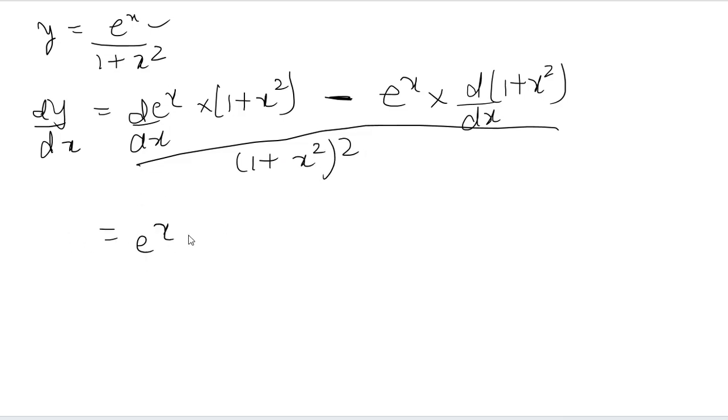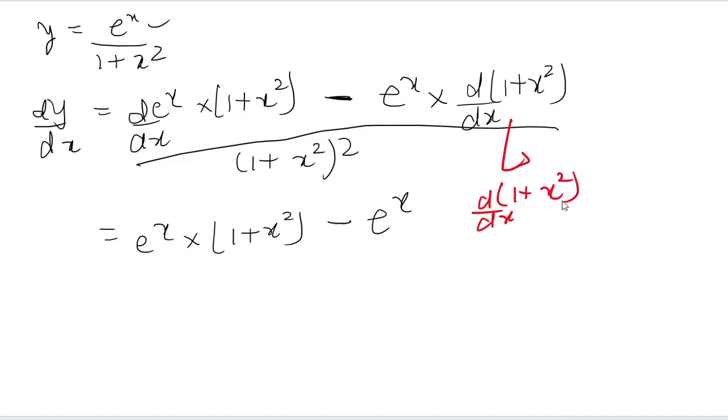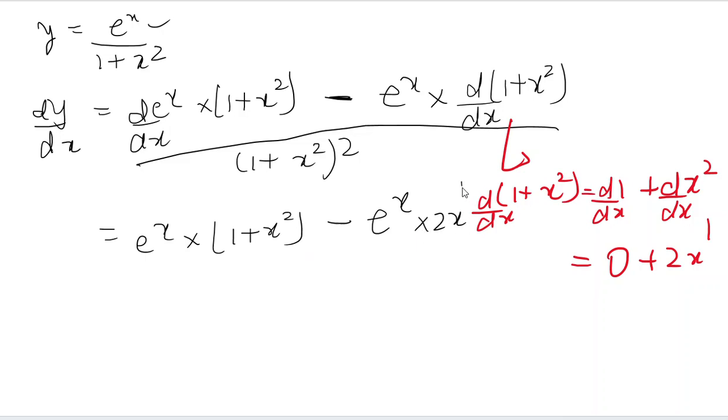Derivative of e raised to x is e raised to x into 1 plus x square. e raised to x, we take this inside. So d by dx of 1 plus x square will become d by dx of 1 plus d by dx of x square. d by dx of 1 is 0. d by dx of x square will be 2 x raised to 1. So this answer is nothing but 2x, upon 1 plus x square the whole square.